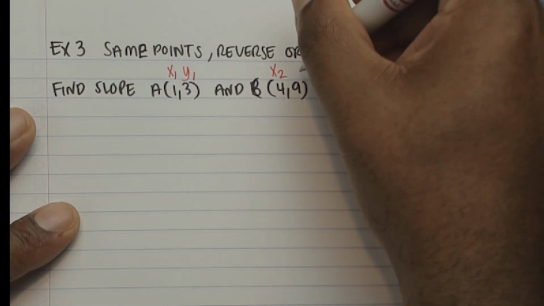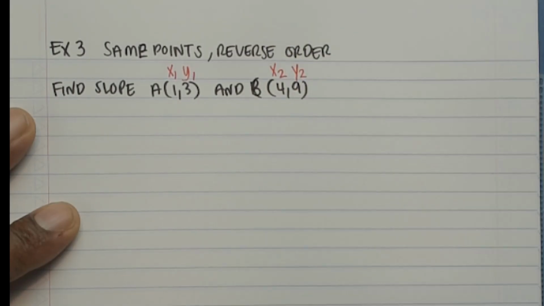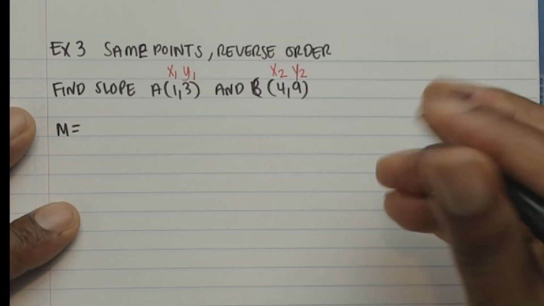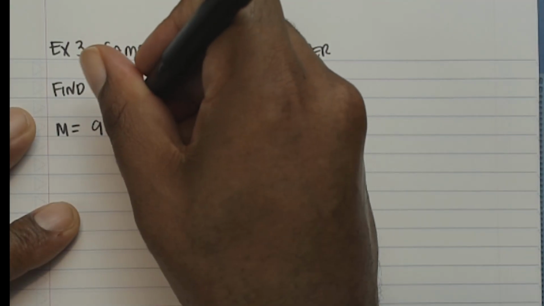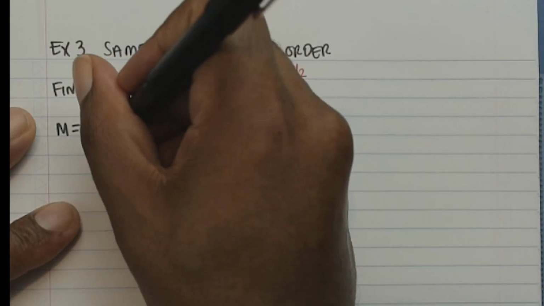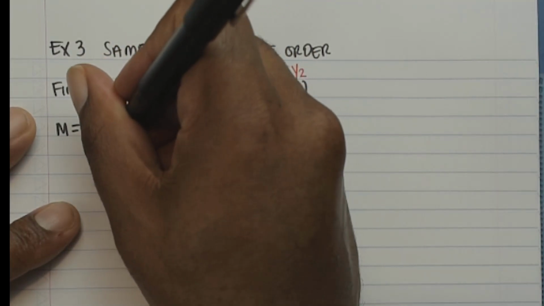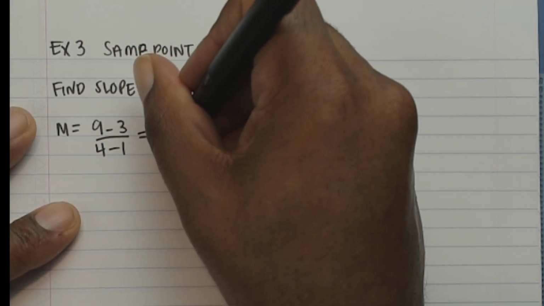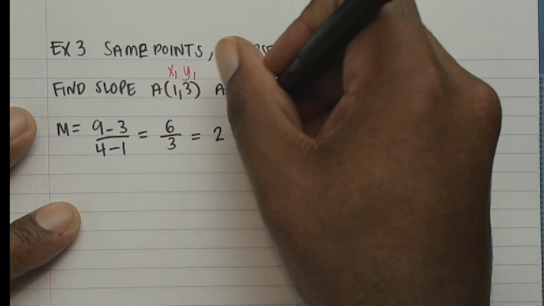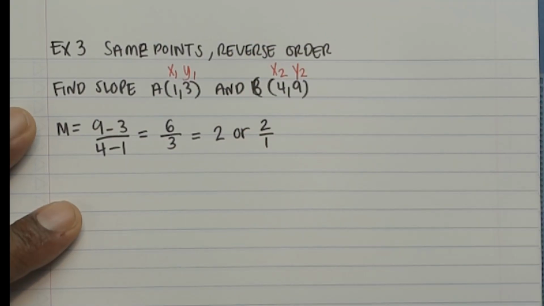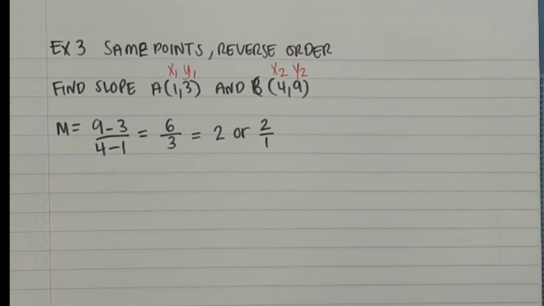Okay. So again, it's best to establish these as such. So m is going to be 9 minus 3 over x, which is 4 minus 1. This is 6, this is 3, which is 2 or 2 over 1. So the slope is m equals 2, or 2 over 1.